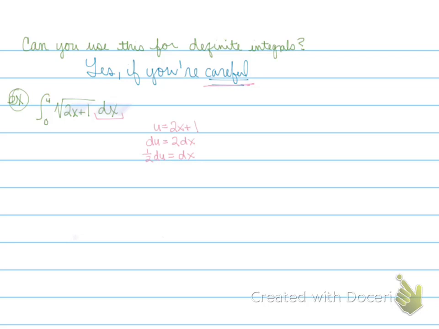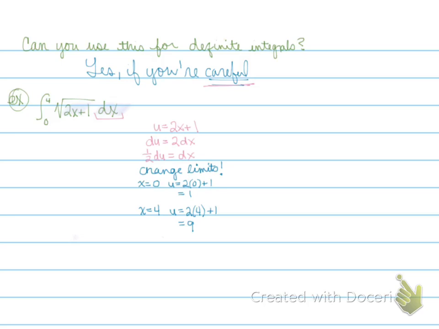Now what we need to do is change the limits. That's the only extra step that comes when you have definite integration with u-substitution. Change the limits of integration. If you change the limits of integration, you don't have to plug the x expression back in at the very end, which makes it nice and easy because usually the u expression is a little bit simpler. So let's think. When x equals 0, u equals 2 times 0 plus 1, or 1. When x equals 4, u equals 2 times 4 plus 1, or 9.